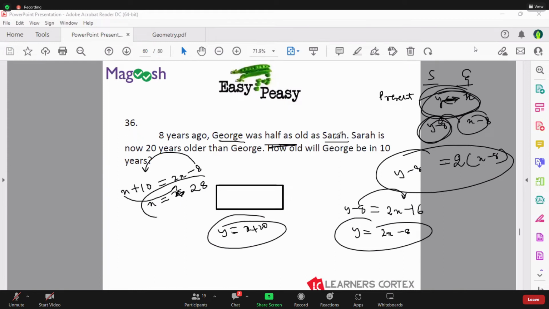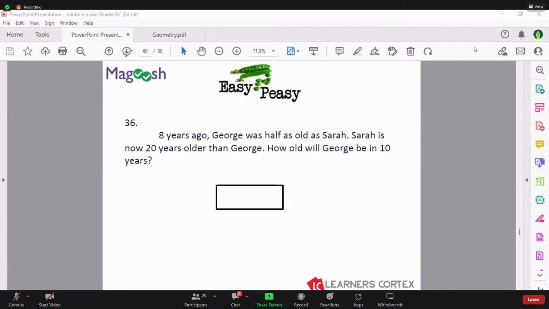Currently, his age is 28. 10 years later, it will be 38. And also, you can solve it with one variable also, depending upon whichever is comfortable for you.